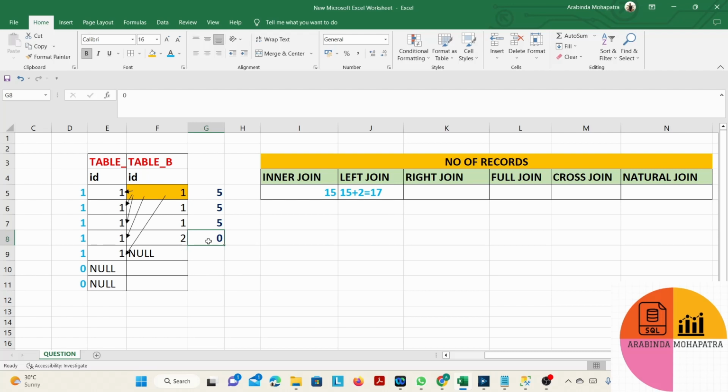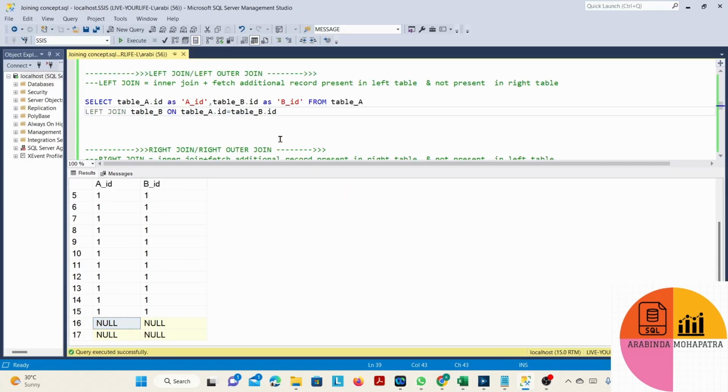Since we are doing the right outer join, it will not get 0; it should get one record. The null also gets one record, and this null is not equal to null because nulls are not identical to each other in SQL. So here also 15 plus 2 equals 17. From the right outer join, we got 17 records. Then during the full join, in between, let's check the right outer join query.